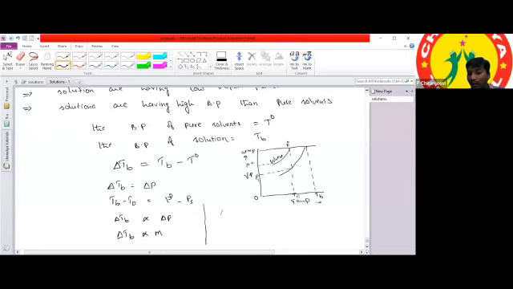To simplify the equation, we can write delta TB is equal to Kb into m. What is meant by Kb? Kb is nothing but the elevation of boiling point constant. And this we can also call the ebullioscopic constant.